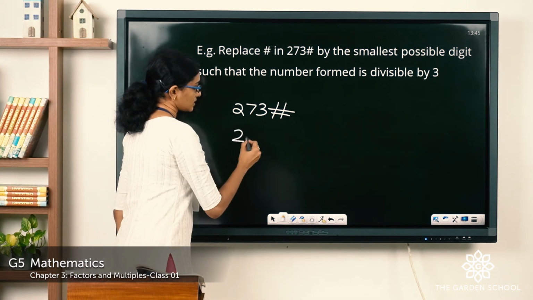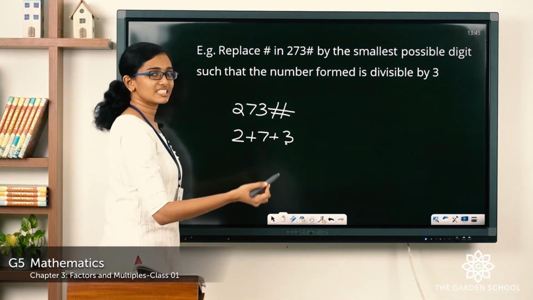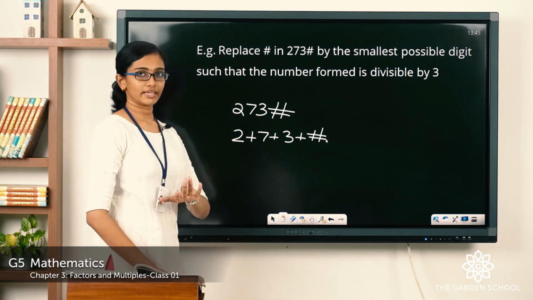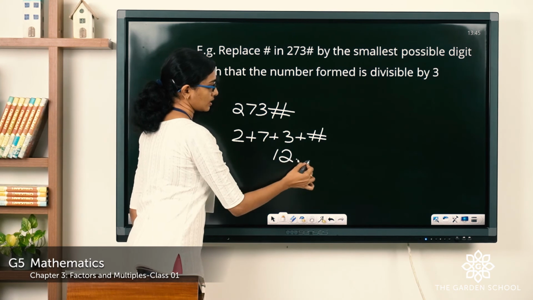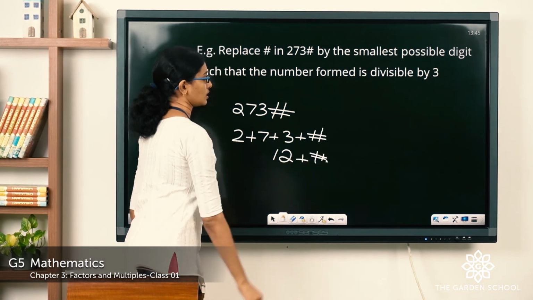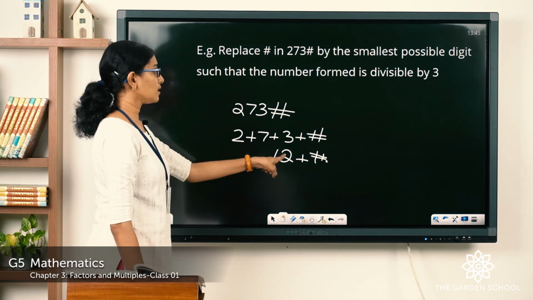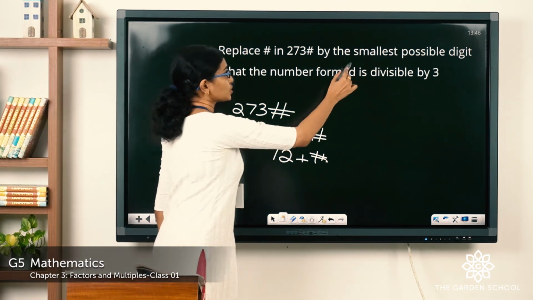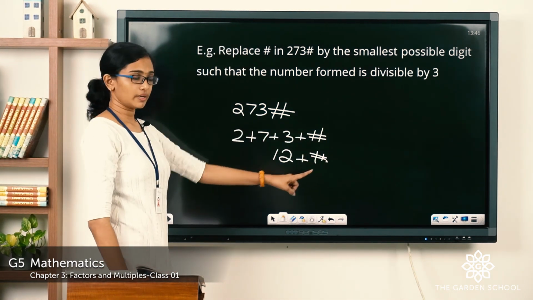So let's first take the sum of the digits. So it is 2 plus 7 plus 3 plus hash. We get 2 plus 7, 9 plus 3, 12 plus hash. It should be a multiple of 3, right? This 12 is already a multiple of 3, right? We're asked to find out the smallest possible digit that can come here, right?